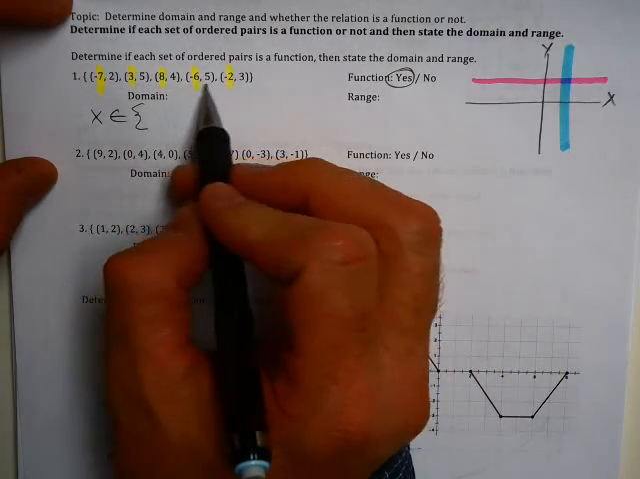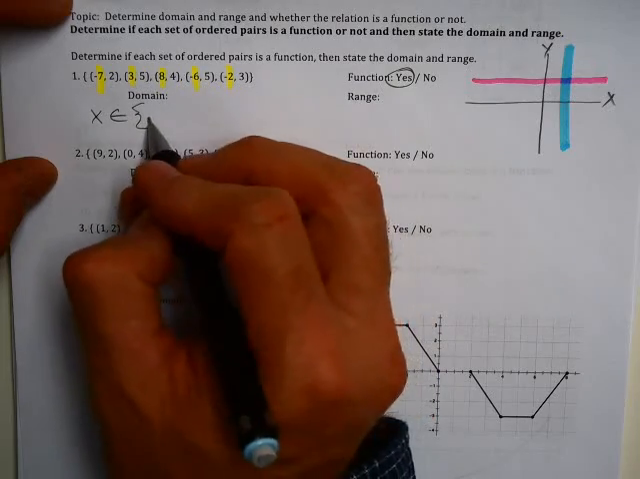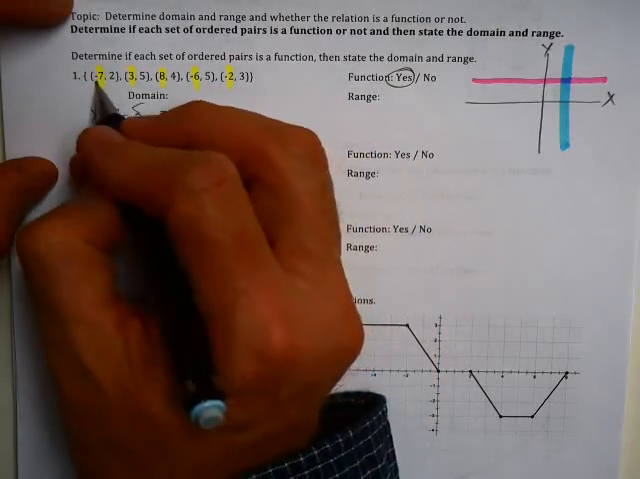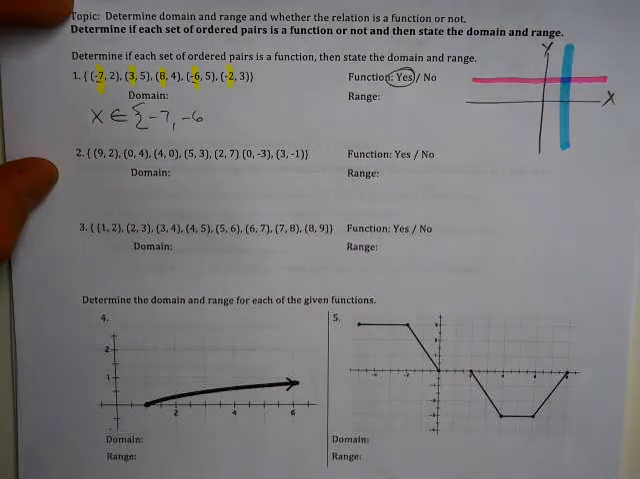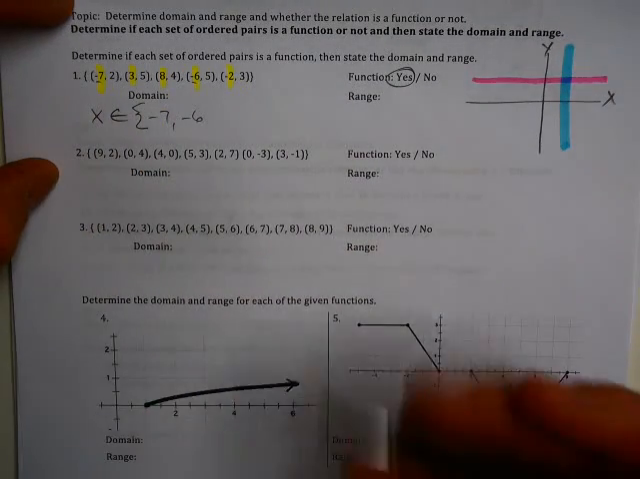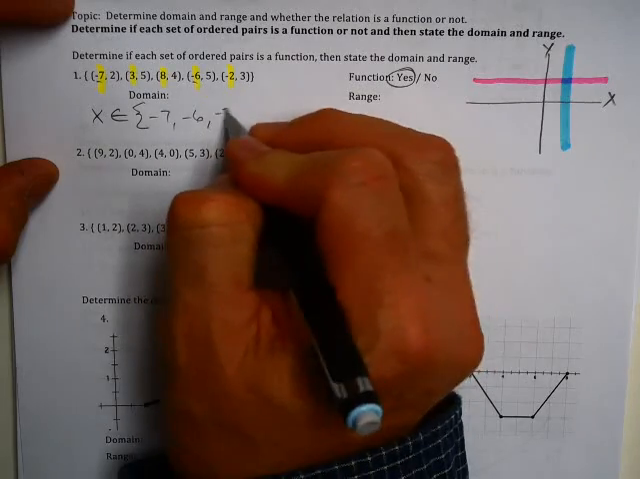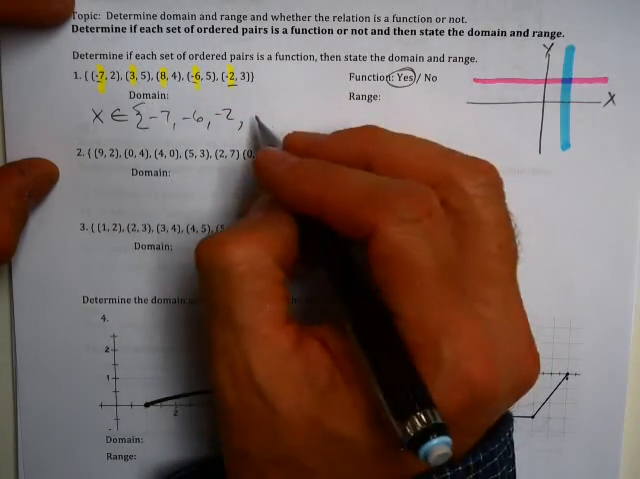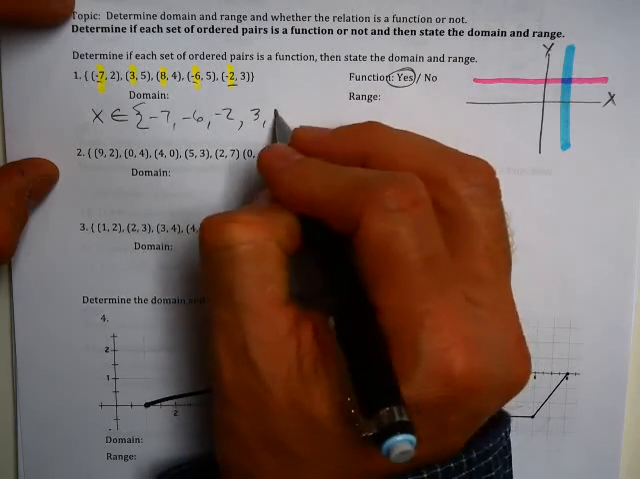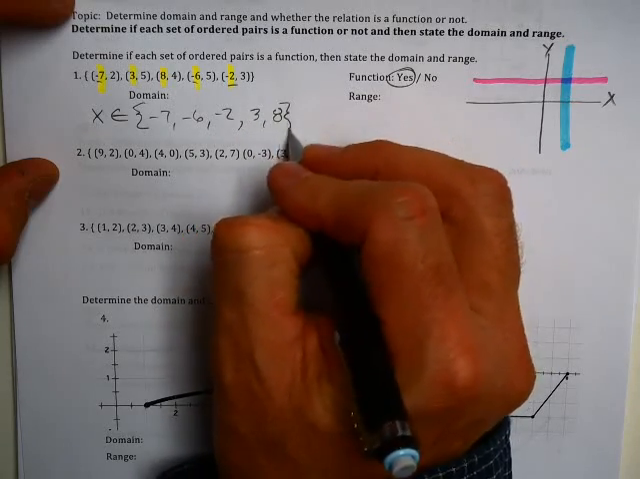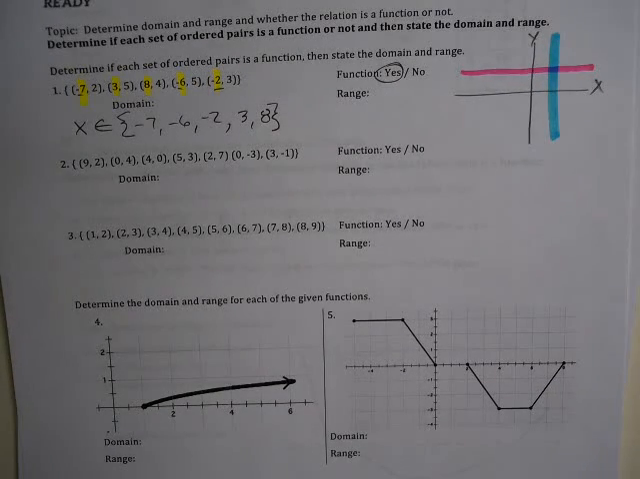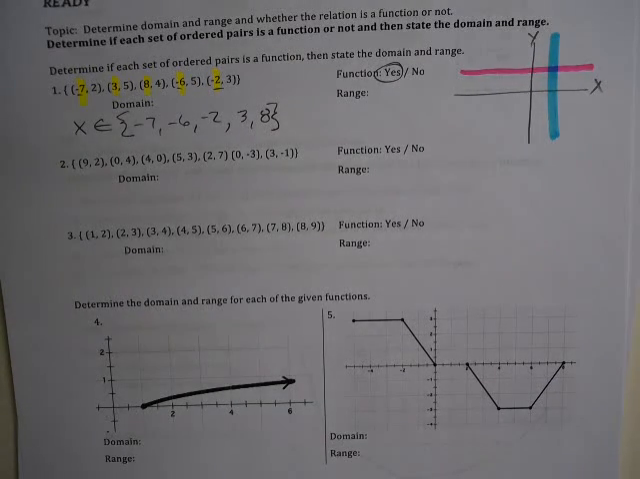And we start with our smallest number, which would be -7, and then -6. And I'm going to underline them as I write them down just so I don't miss any. And then the next smallest would be -2. And then the next smallest is 3, and then 8, right? So it's not a range of values. They're very specific. These are the values of the domain.